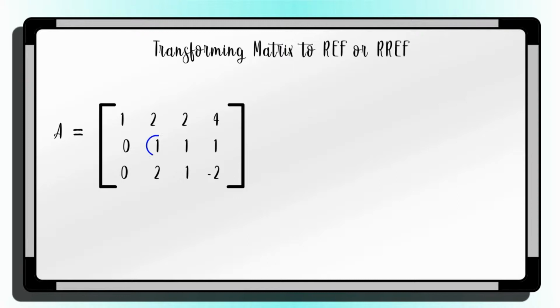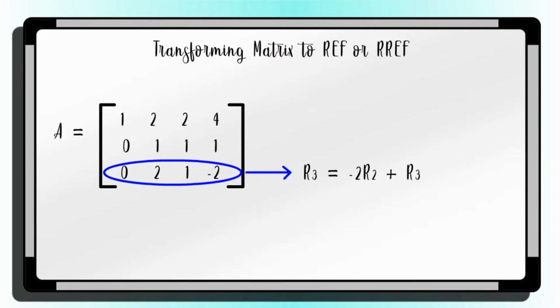As you can see, the first non-zero entry of the second row is already 1. So what we do next is to make the second entry of the third row 0 by using again the type 3 operation. To do that, we will multiply R2 by negative 2, then add to R3.